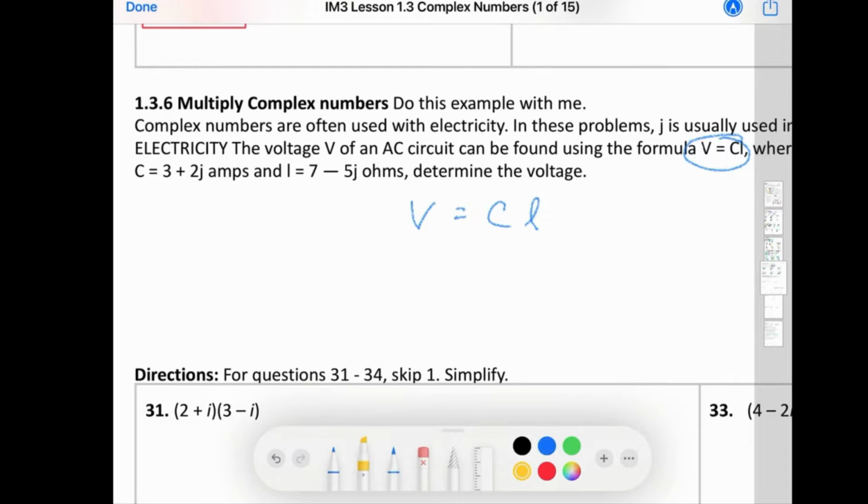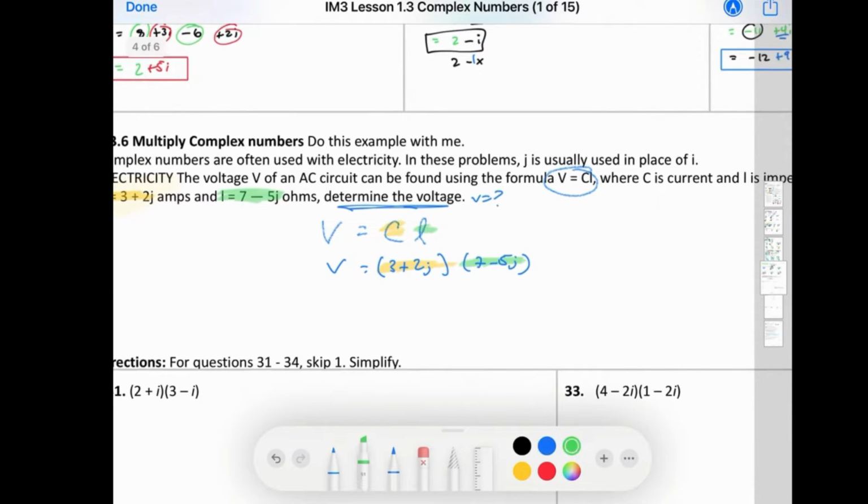Okay, so let's just color code this. C is going to equal 3 plus 2J, and L is going to equal 7 minus 5J. Okay, so it says determine the voltage. That's just what is V, right?